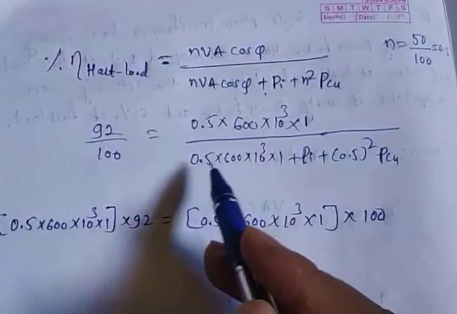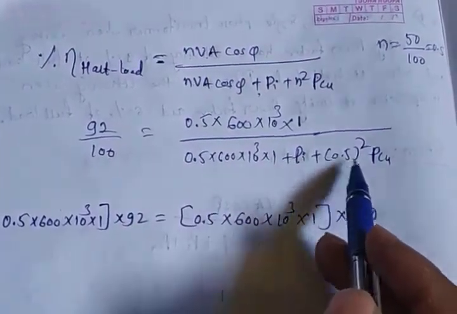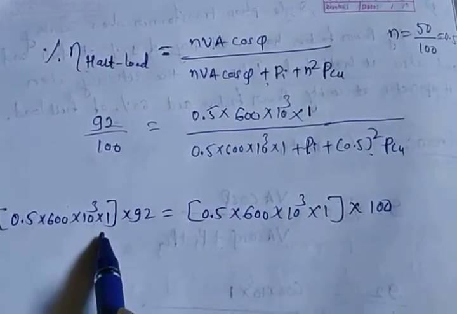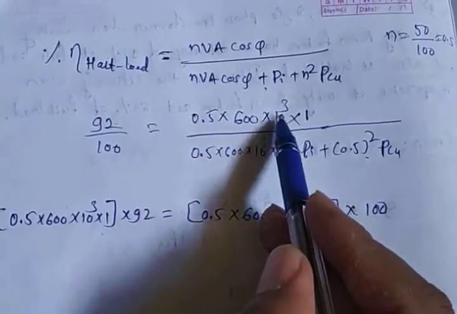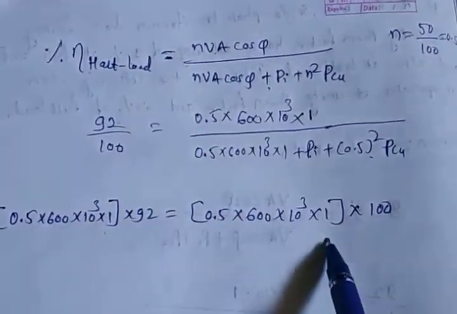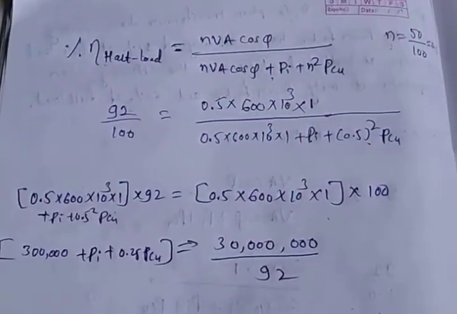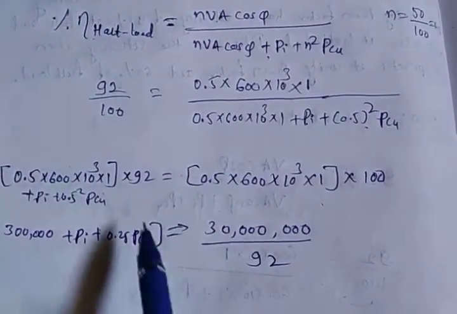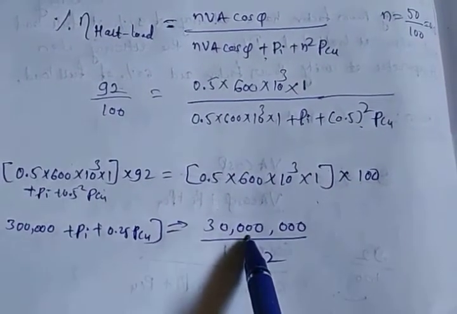The next step is this whole denominator term, which I multiplied with 92, and the numerator term is multiplied with 100. So this is the step. Now I will multiply this term. See, the next step I have written is this whole multiplication, and you get this answer.